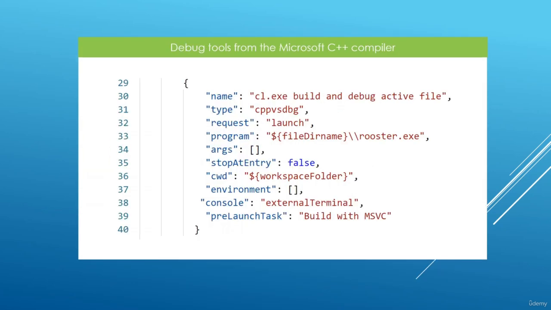Another thing I want you to look at is that we can also set up a configuration to debug using the debugging tools that come with the compiler from Microsoft. And here you see we have almost the same settings. We have the program we want to debug. We will specify it here. We have our setup for the console. We will specify that we want an external terminal, and we will specify our pre-launch task.